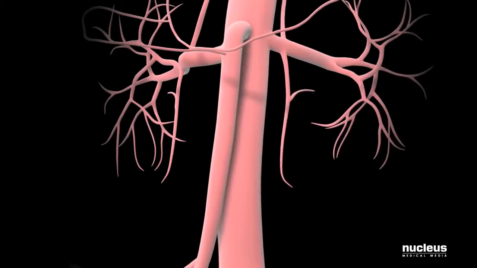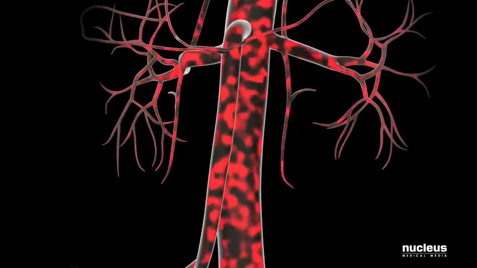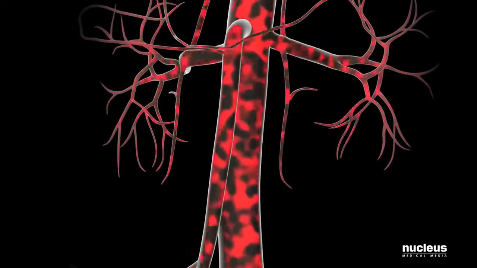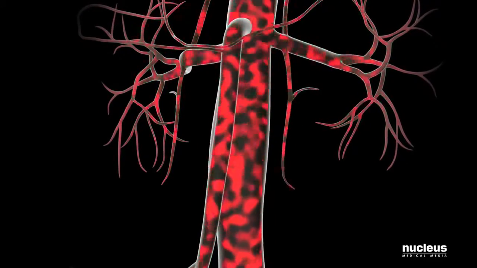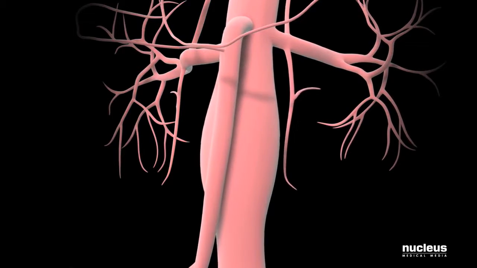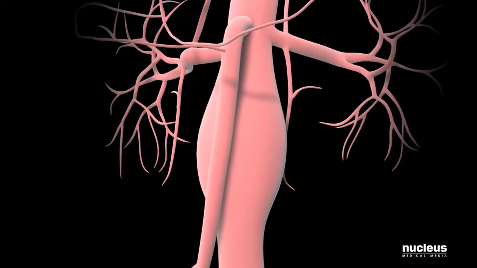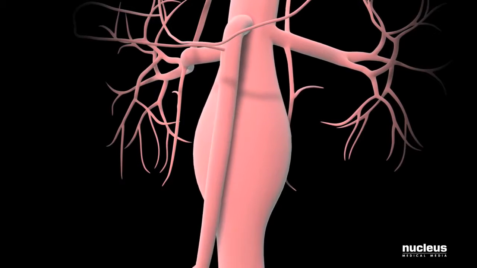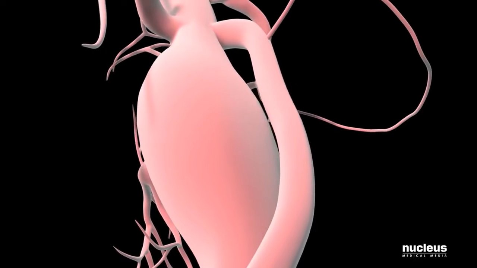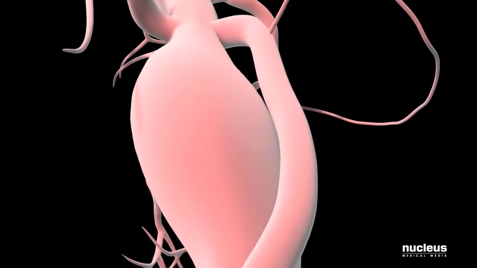The aorta has a thick wall so it can withstand the high pressure of blood being pumped from the heart. Over time, the wall of the aorta may weaken, slowly bulging outward like a balloon. When this condition occurs in the abdominal region, it is called an abdominal aortic aneurysm.